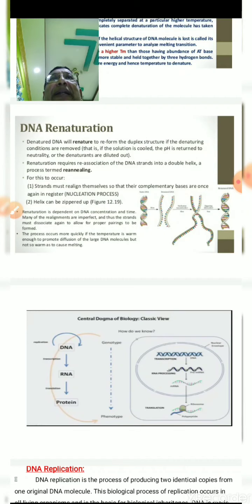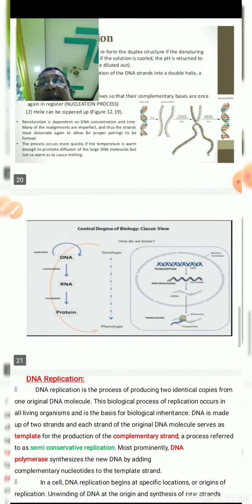Renaturation is dependent on DNA concentration and time. Many of the realignments are imperfect, and thus the strands must dissociate again to allow proper pairing to be formed. The process occurs more quickly if the temperature is warm enough to promote the diffusion of the large DNA molecules, but not so warm as to cause melting. So in my next slide, I have given the diagram.